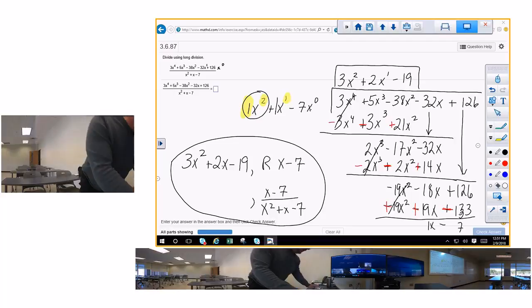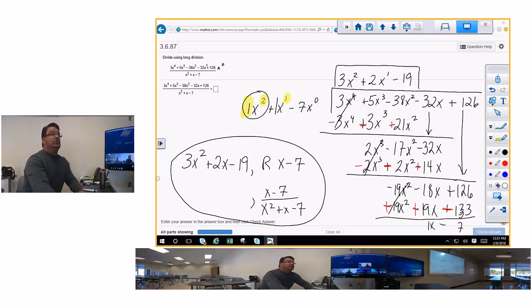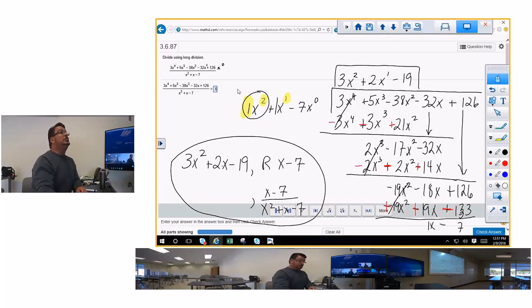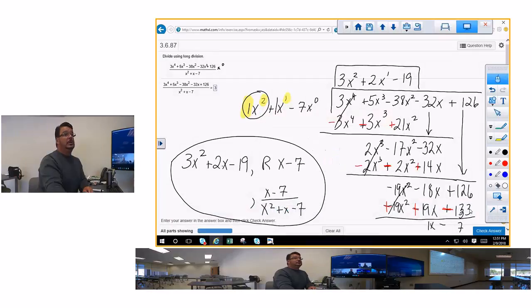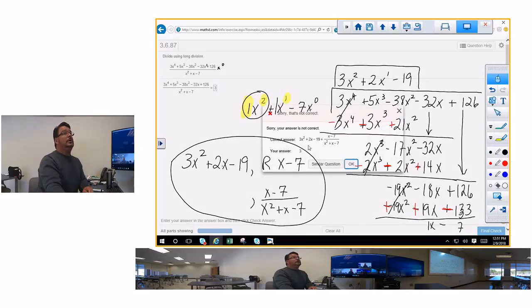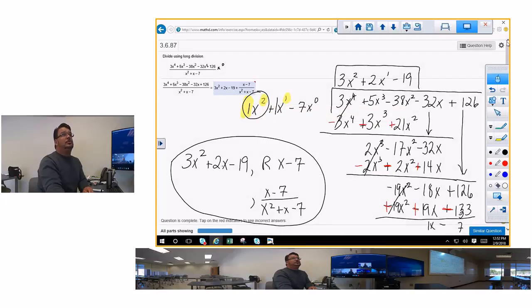Now I'm just going to type in a 3 because I'm not going to type all that in, because I want to hurry up and get to the last question so we can get this video up. 3, check answer, wrong. Check answer, wrong. And check answer. And there's your answer: 3x squared plus 2x minus 19 with a remainder of x minus 7 over x squared plus x minus 7. Good. Next question.